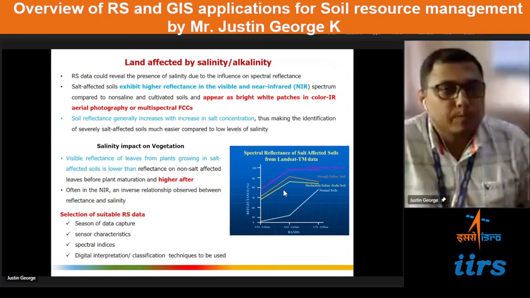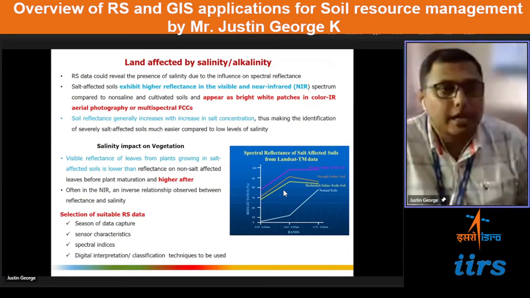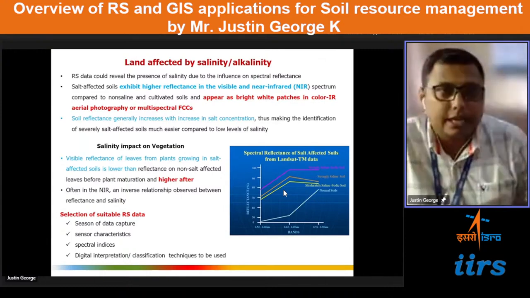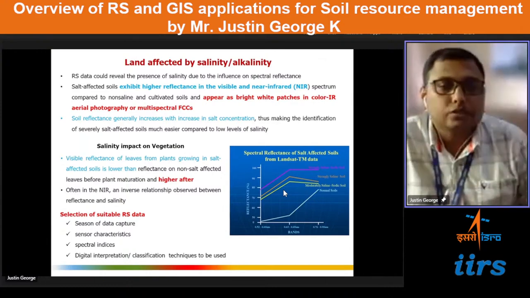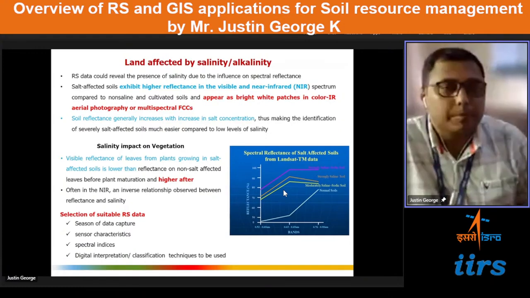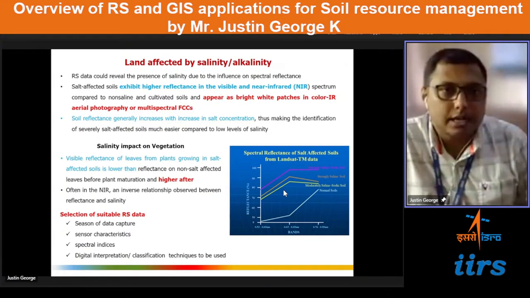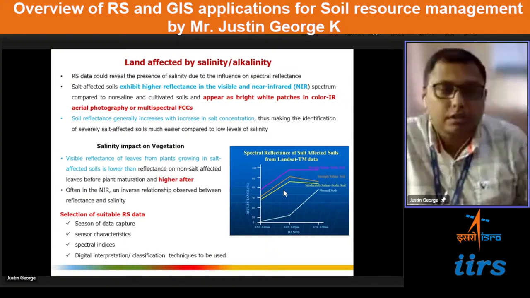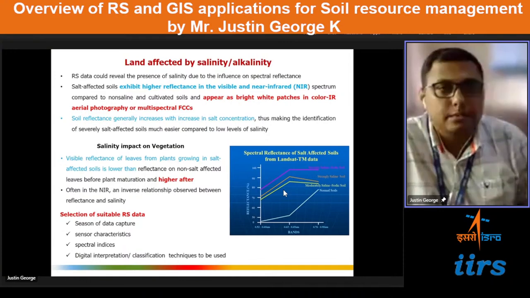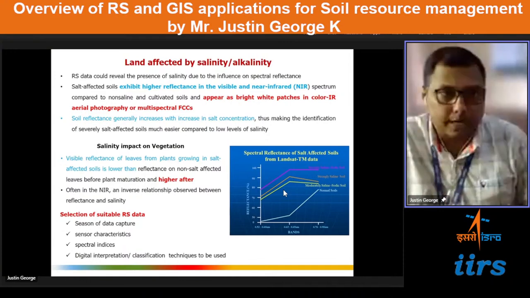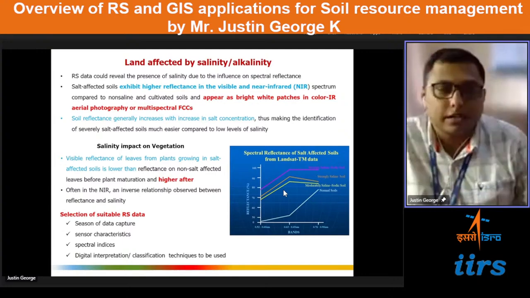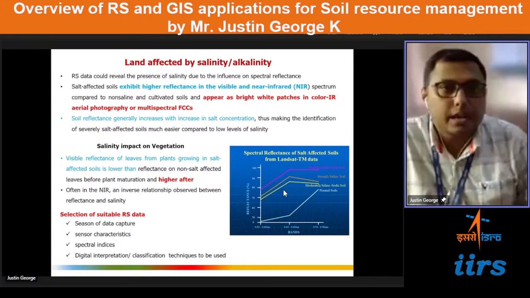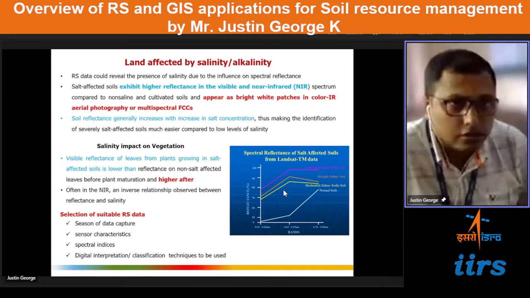Another important aspect of degradation which can be studied using remote sensing is salinity or alkalinity. It is nothing but the presence of an excess amount of different types of salts. Depending on the nature of the salt, it may be either salinity or alkalinity. Remote sensing data can reveal the presence of salinity mainly due to its influence on the spectral reflectance. Salt affected soils exhibit a very high reflectance in the visible and near infrared spectrum when compared to non-saline, cultivated or normal soils, and thus they appear as bright white patches in the color infrared aerial photograph or multispectral false color composites.